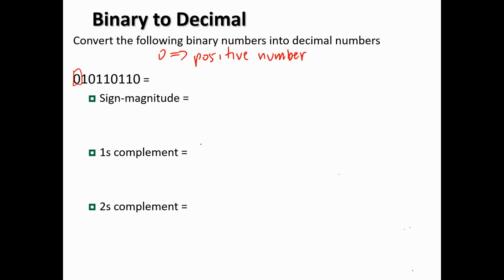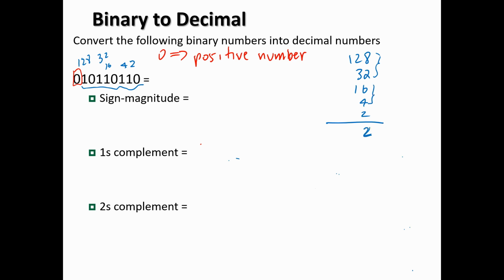Okay, so now for the positive number, we just need to convert this. So we have 1, 2, 4, 8, 16, 32, 64, 128. So 128 plus 32 plus 16 plus 4 plus 2. That's a big number. So that's 10. That's another 10. That's 22.